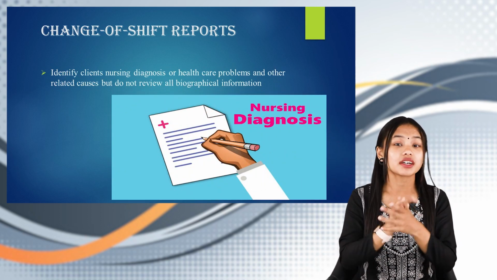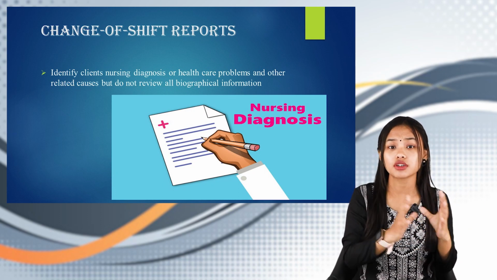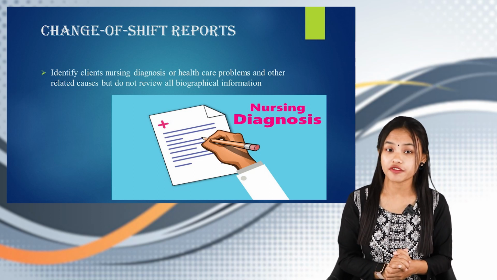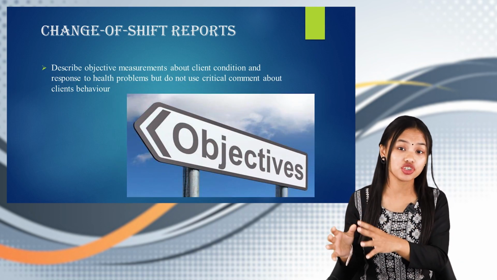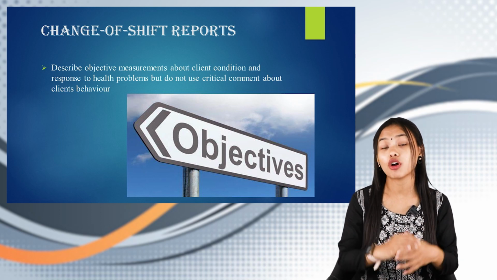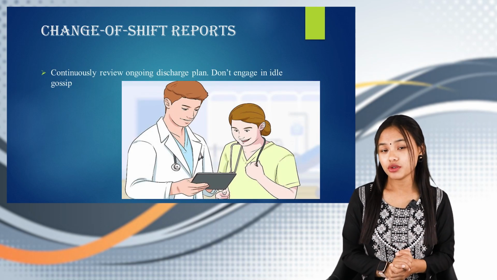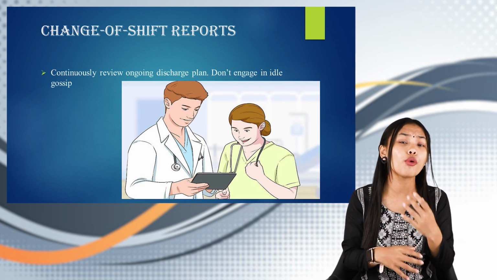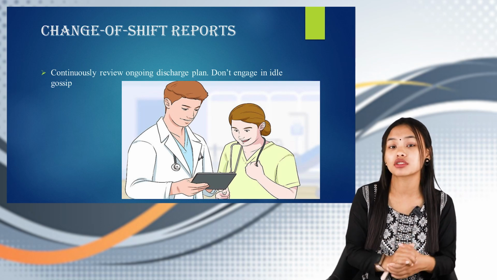You must identify the client's nursing diagnosis or the other healthcare problems or even the related causes, but you should not review all the biographical information. You can also describe the objective measurements about the client's condition and response to the health problem, but you should not use critical judgment or make any critical comments about the client's behavior. And also, while you are doing this, you should continuously review the ongoing discharge plan and prevent yourself from engaging in any idle talk or gossip.